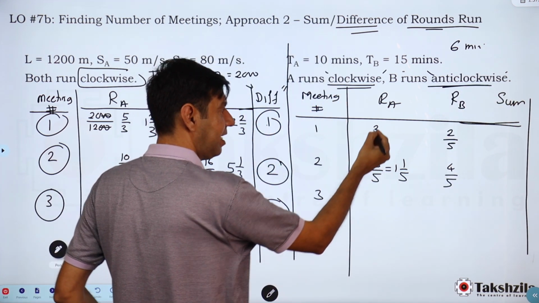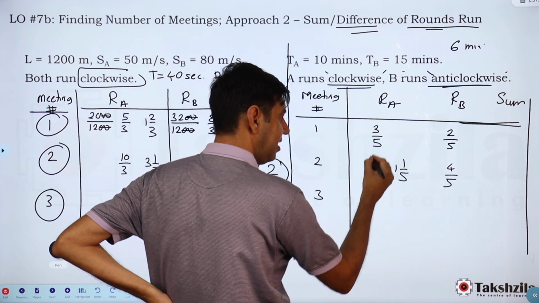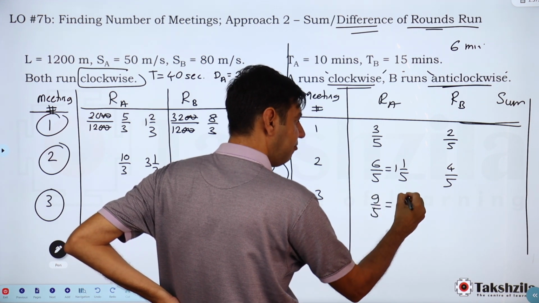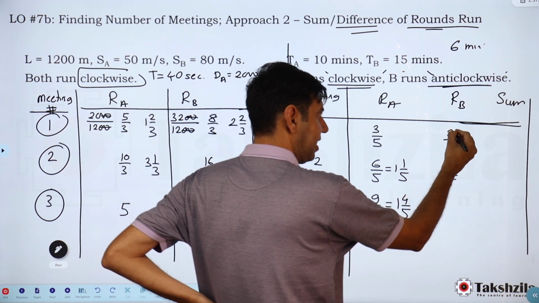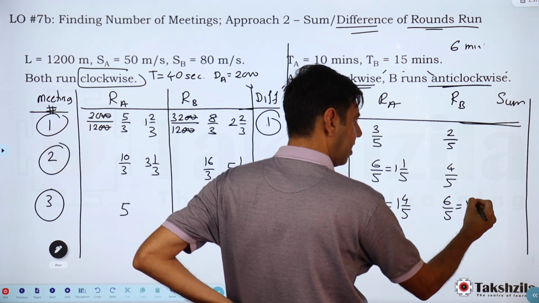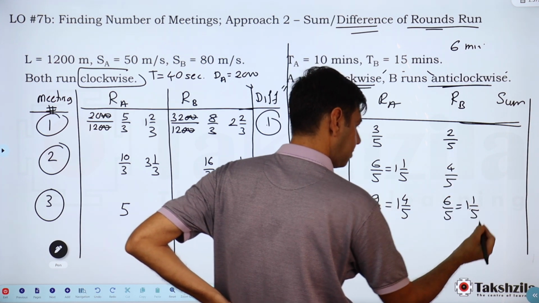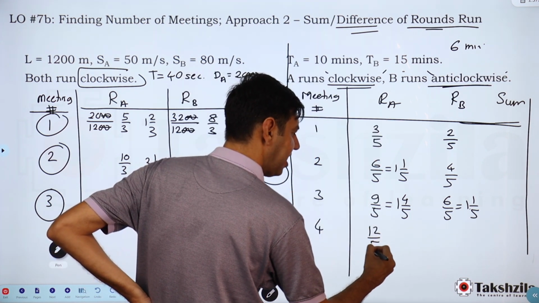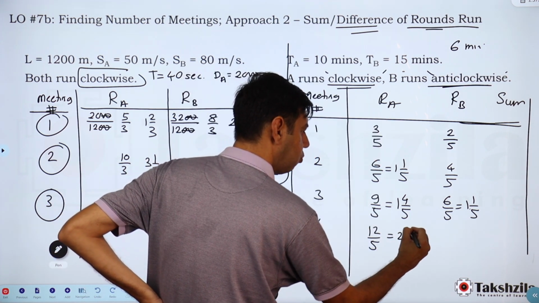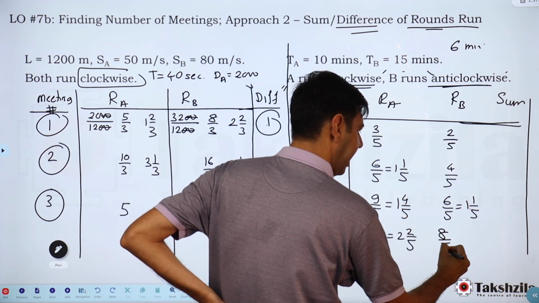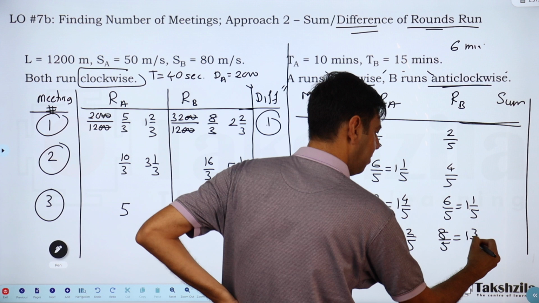Okay, the third meeting, multiply this by 3. 3 3s are 9 by 5. 9 by 5 is 1 4 by 5. Okay, multiply this with a 3. 6 by 5 is 1, and what else? 1 by 5. Fourth meeting, into 4, 12 by 5. That is 2, 2 by 5. And into 4, 8 by 5. 8 by 5 is 1, 3 by 5.